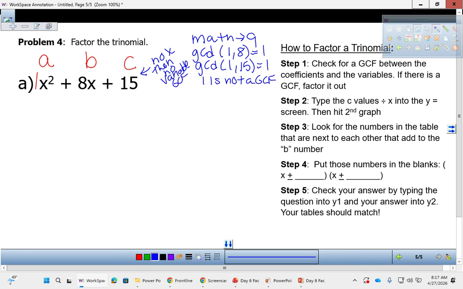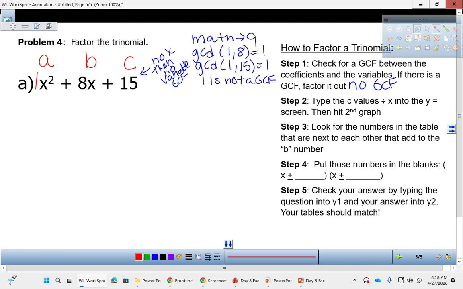Your first step has got to be to check for a GCF, because if there is one, you've got to divide it out. But there isn't one here. If I use math, arrow to the right, 9, and check the coefficients, 1, 8, and 15 have nothing in common. If you listed out the factors of 8, 1, 2, and 4, and the factors of 15, 1, 3, and 5, the only thing they have in common is 1. 1's not a GCF. They don't all have x's, so there's no x GCF. There's no GCF. So then I go to the next step.